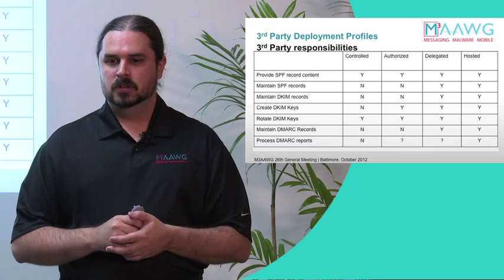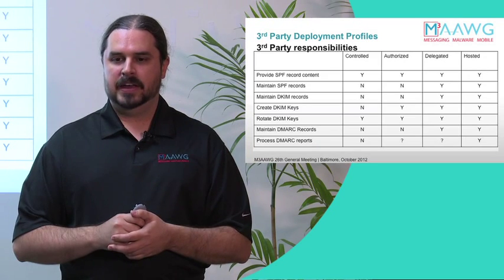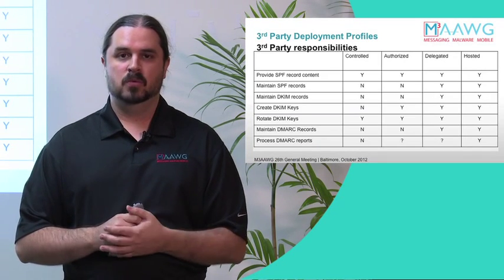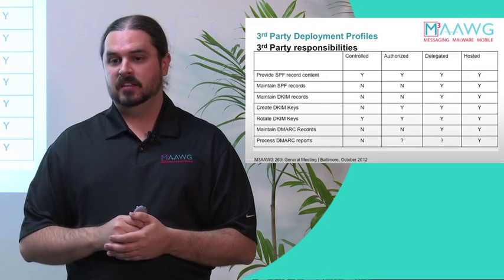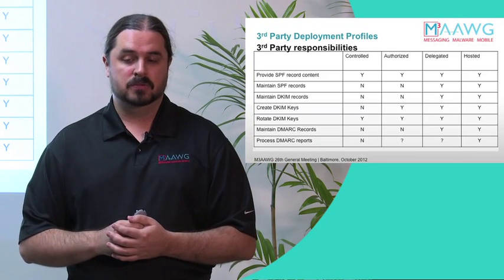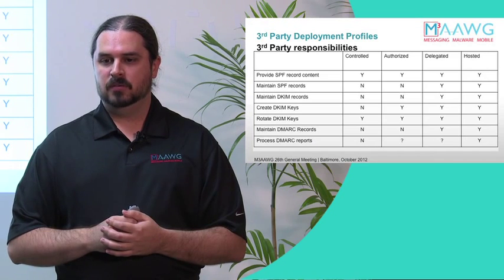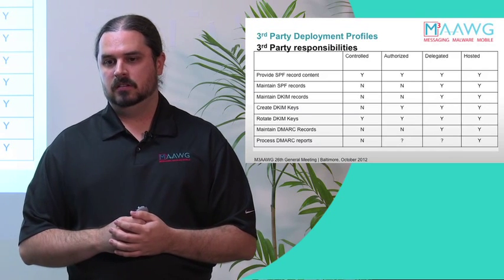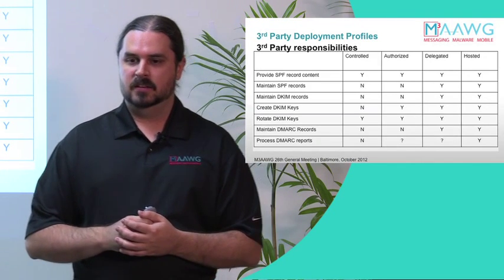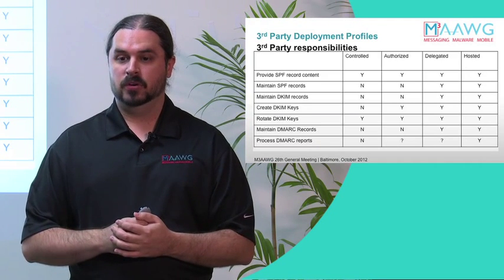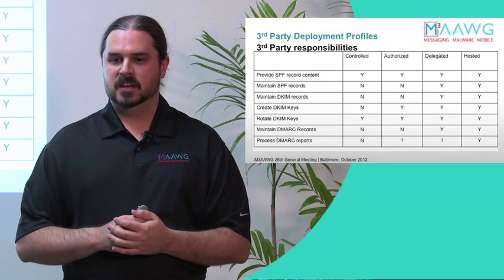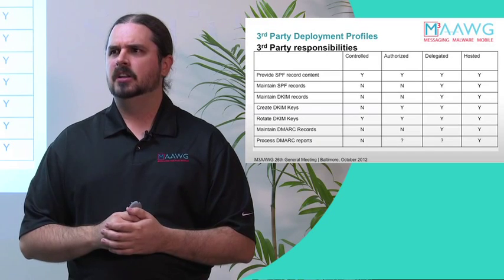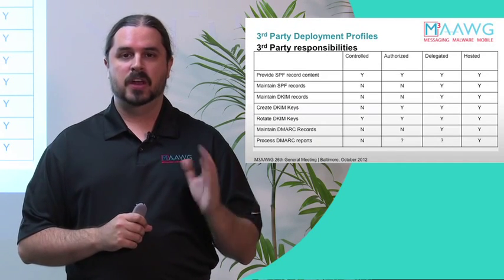In the case of controlled, basically, you as the third party have to provide SPF record content. You have to say what IP addresses you're going to be sending their mail from, and you'll be responsible for rotating their DKIM keys when they give you the keys to rotate. When you move down into a more authorized profile, chances are you as the third party will be creating the DKIM keys and then giving them back to the domain owner to publish for you. You'll still have to provide SPF record content, and you'll still have to rotate the keys, although you'll be generating them yourself, so that'll be a little bit easier to streamline than if the domain owner were creating the keys and giving them to you.